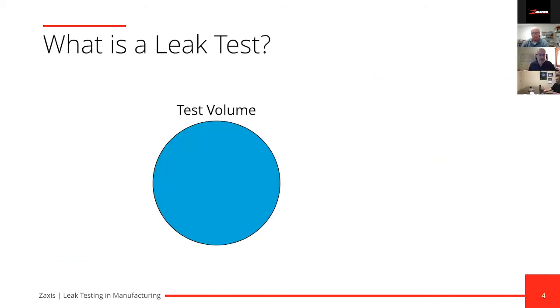So what is a leak? We take a test volume. We always use air, and then we look for a volume of air to leak out of that volume. That air leaving the test volume creates a drop in pressure or a decay. So that's why it's called pressure decay.